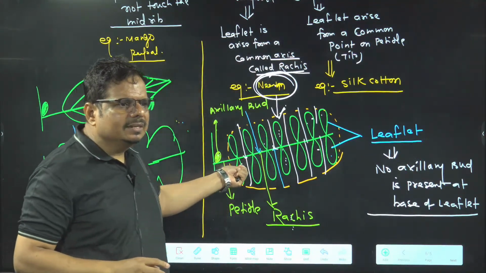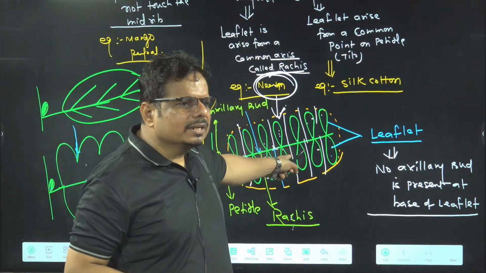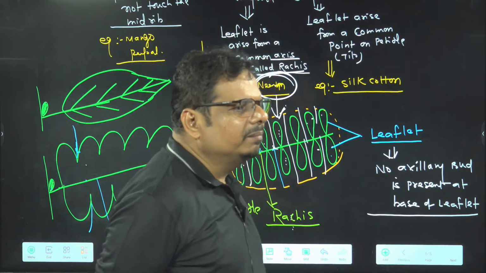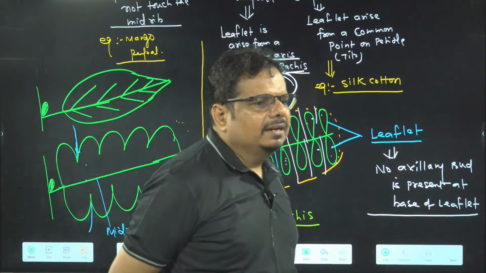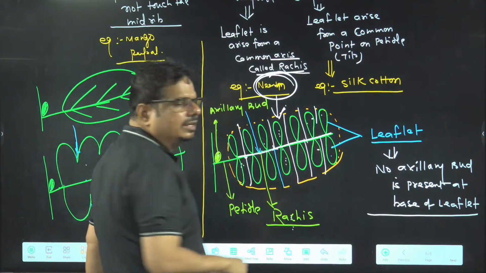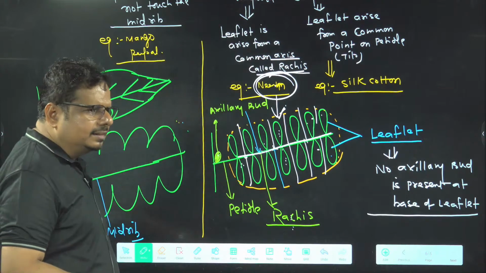Are you able to understand? So it is an example of which kind of leaf? Pinnately compound leaf. Do you understand the pinnately compound leaf? Is it clear in the mind? Now I am telling you, this is the rachis. The midrib is called the rachis here. Is it clear?